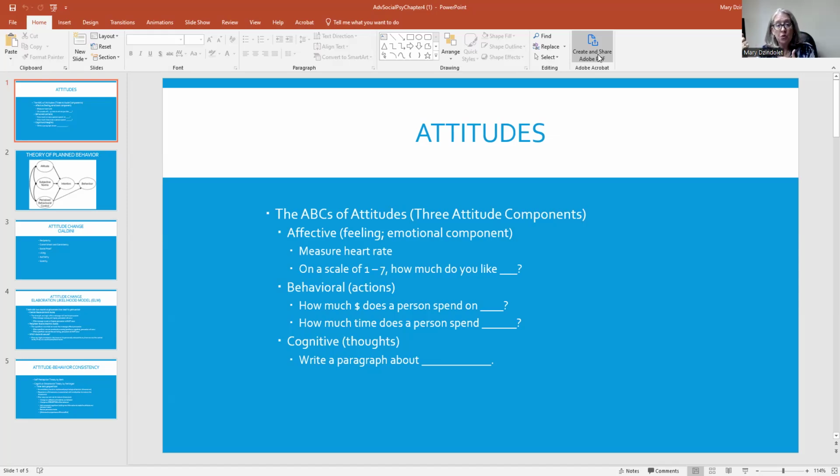And then the cognitive component is our thoughts. What are our thoughts toward this particular topic? That's the third part of the attitude. And what we might do is ask someone to write a paragraph about ice cream. And then we can code what they're writing for positive thoughts, negative thoughts. What are their thoughts about it? Okay, so I'm giving you an idea of how we measure attitudes, how attitudes can be split into these different components, and so on.